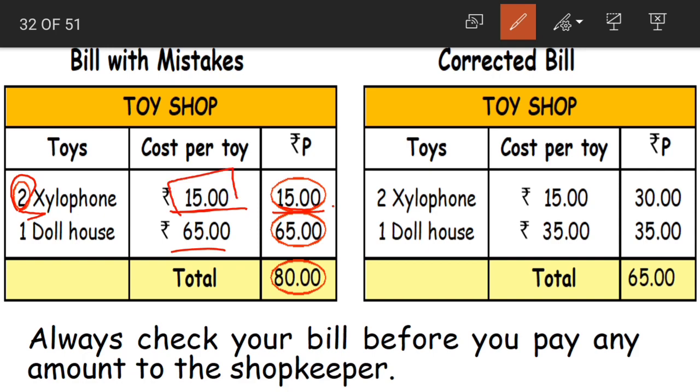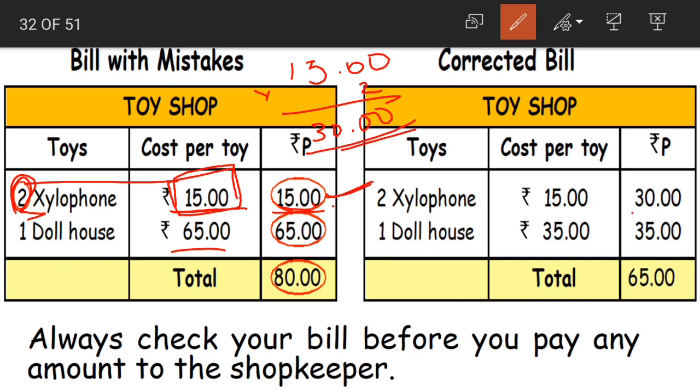So what should be the actual rate here? This 15 rupees into 2. 15 rupees into 2 will give us 30 rupees as our answer. So 30 rupees should have been the cost for two xylophones. See here, two xylophones cost per toy 15 rupees and the rate is 30 rupees.